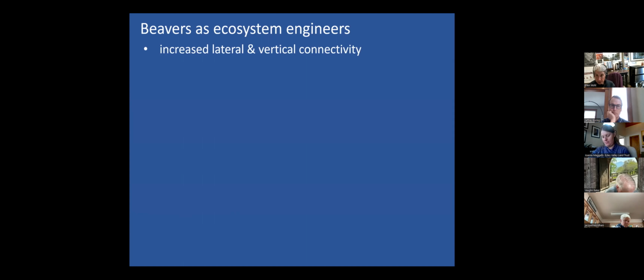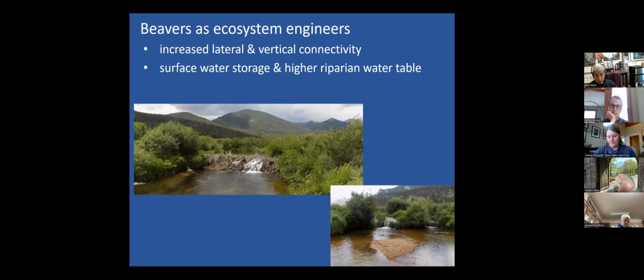And I'm guessing all of you know there are what are called bank beavers. That's exactly the same species. They're just beavers that live in rivers that are too large to dam. So they can still live there, but they don't build a dam across the river. So where the river is sufficiently small, the beavers can increase lateral and vertical connectivity with their dams. They create that surface water storage and really raise the water table in the riparian zone or the river corridor.